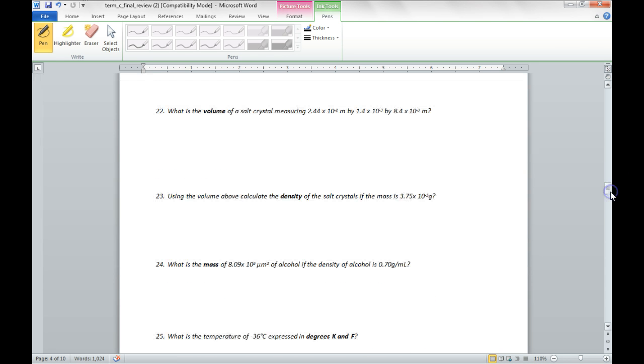Next one, volume. Everybody forgets that volume is also equal to length times width times height. That's how you can find volume. So go ahead and calculate this. It's all in meters, so it's going to be meters cubed. And we're multiplying everything, so 2.44 times 1.4 times 8.4 gives us a number. And then we can add the exponents: a negative 2 plus a negative 3 plus a negative 3. So I know my exponent is 3 plus 3 is 6, plus 2 is negative 8.